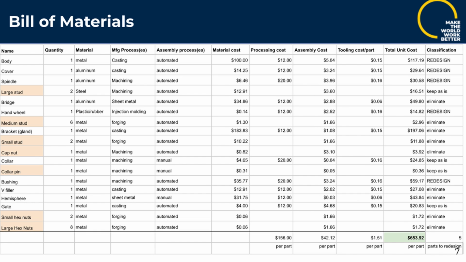We also did a bill of materials, and there's a lot on this slide, so I won't go into it, but the things highlighted in orange are fasteners, so hopefully we can eliminate those in our redesign. And the overall price per valve that we came up with was just over $650.